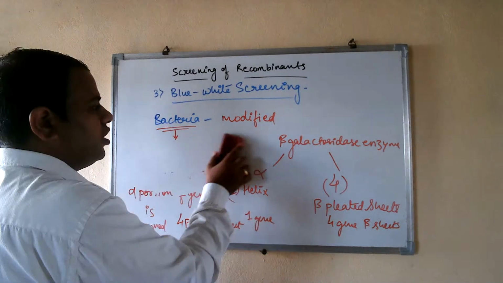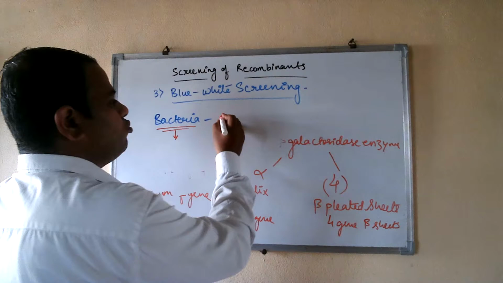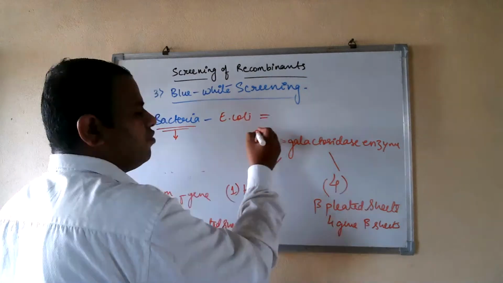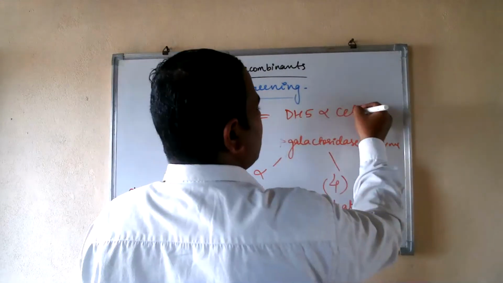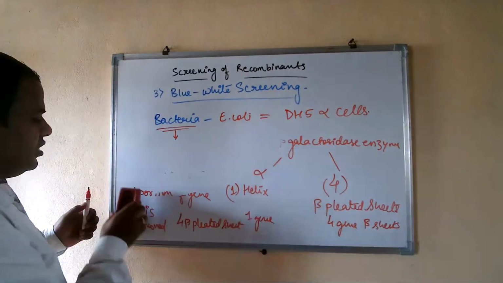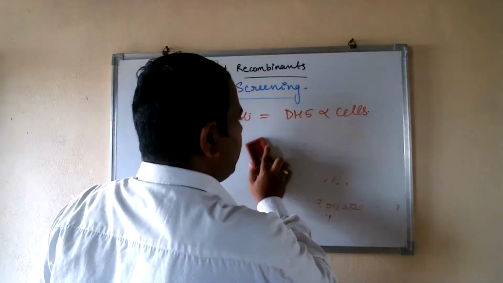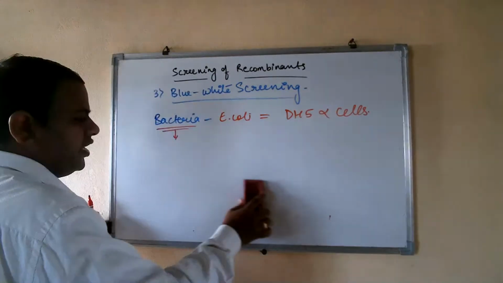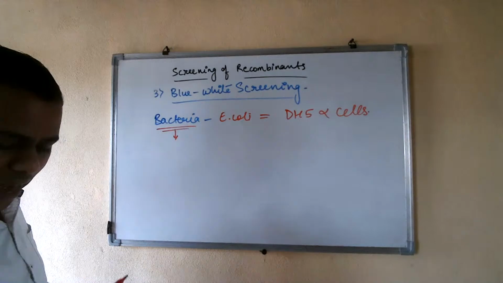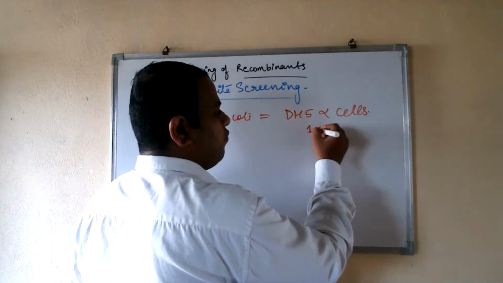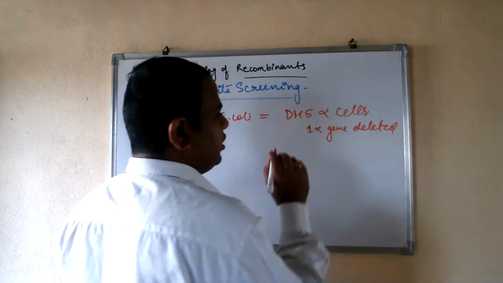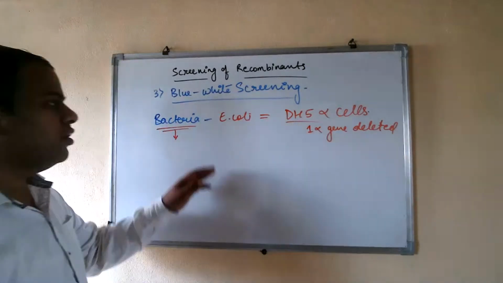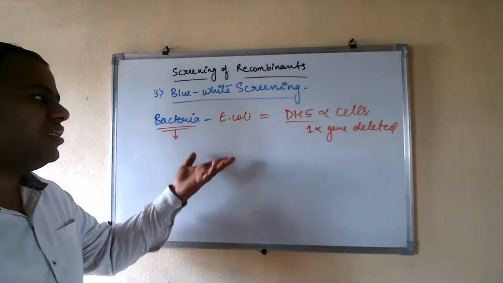Generally, suppose I am using a modified E. coli. The strain that will be used for this modified E. coli will be DH5 alpha cells. So DH5 alpha cells will have only the omega portion of the lacZ gene in it, and the alpha portion of the gene is deleted in this type of cell, that is DH5 alpha cells. If you are using other cells, they can also be modified likewise.